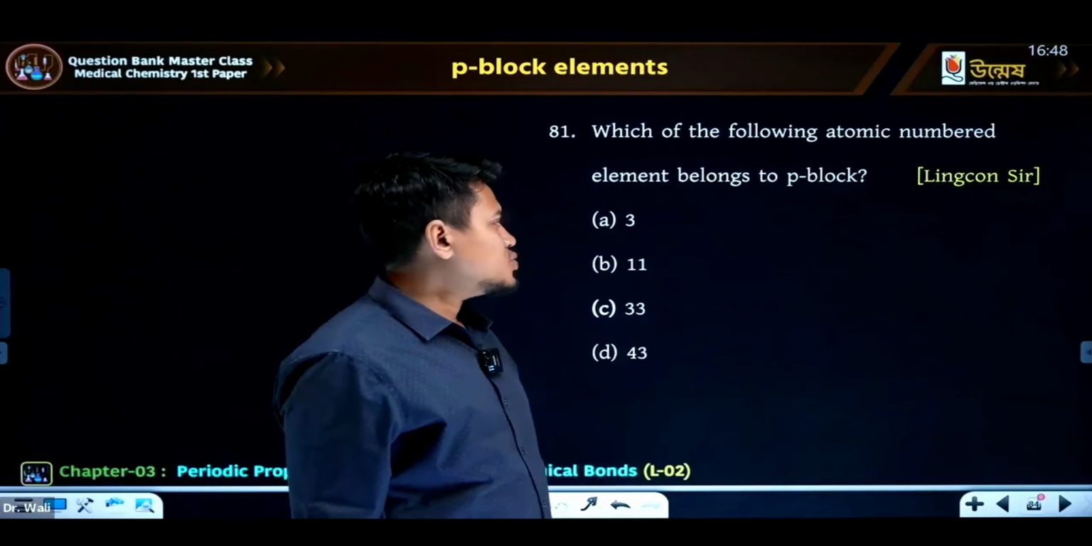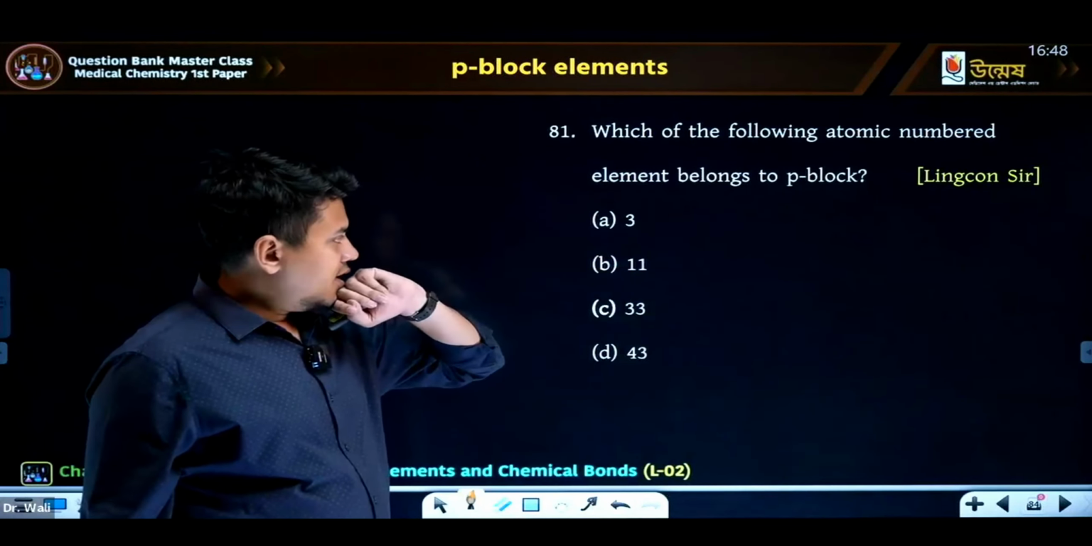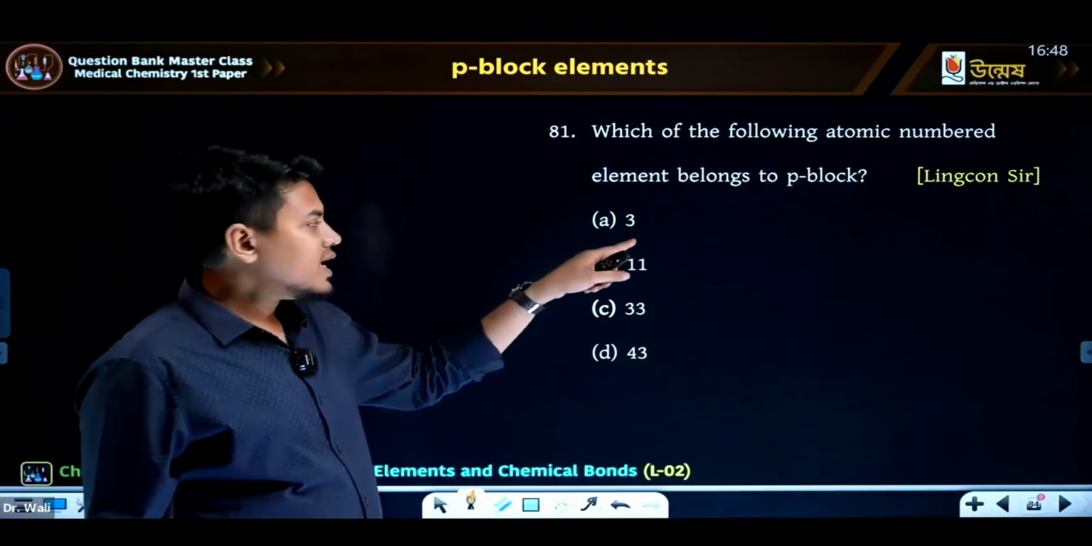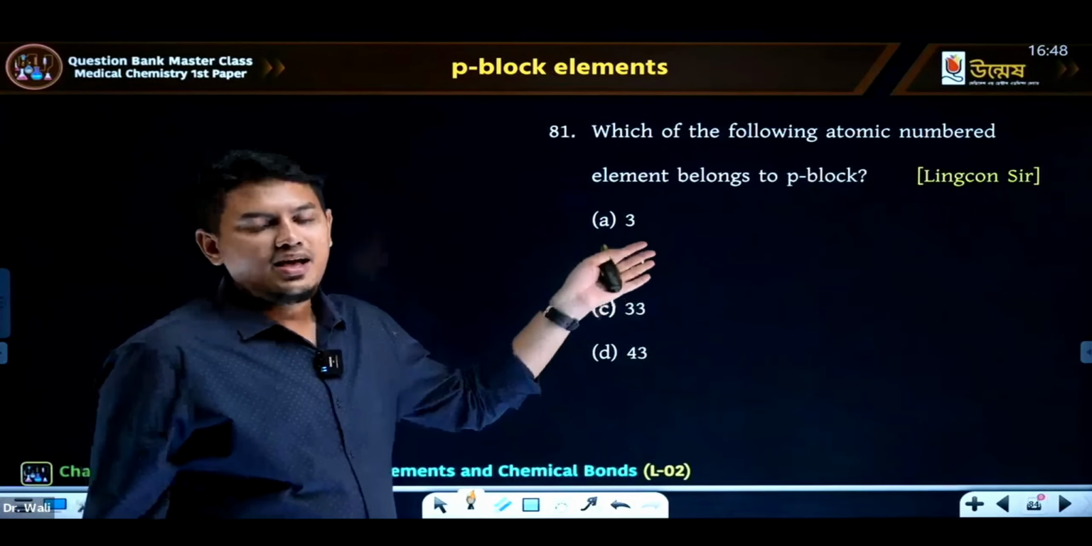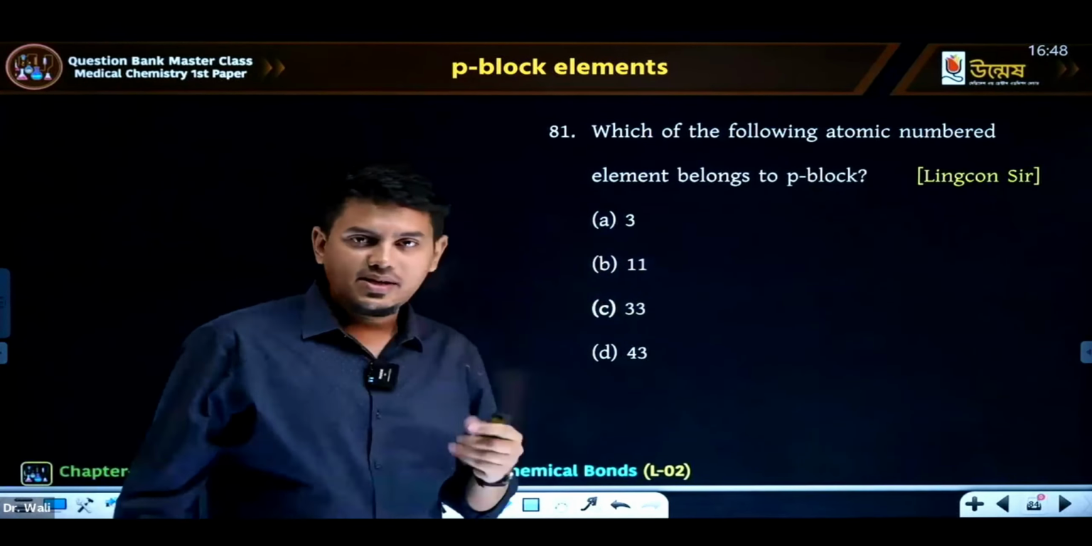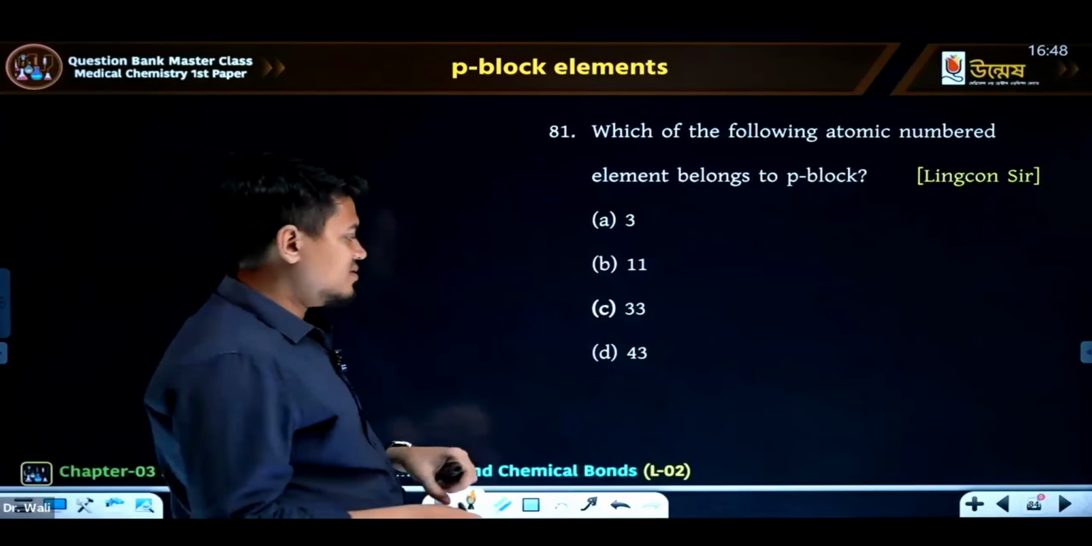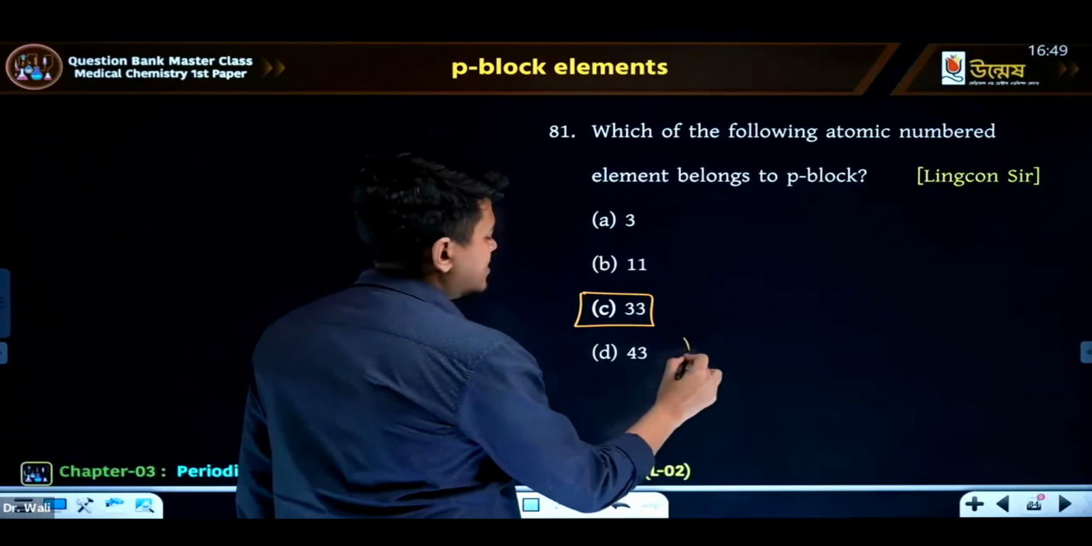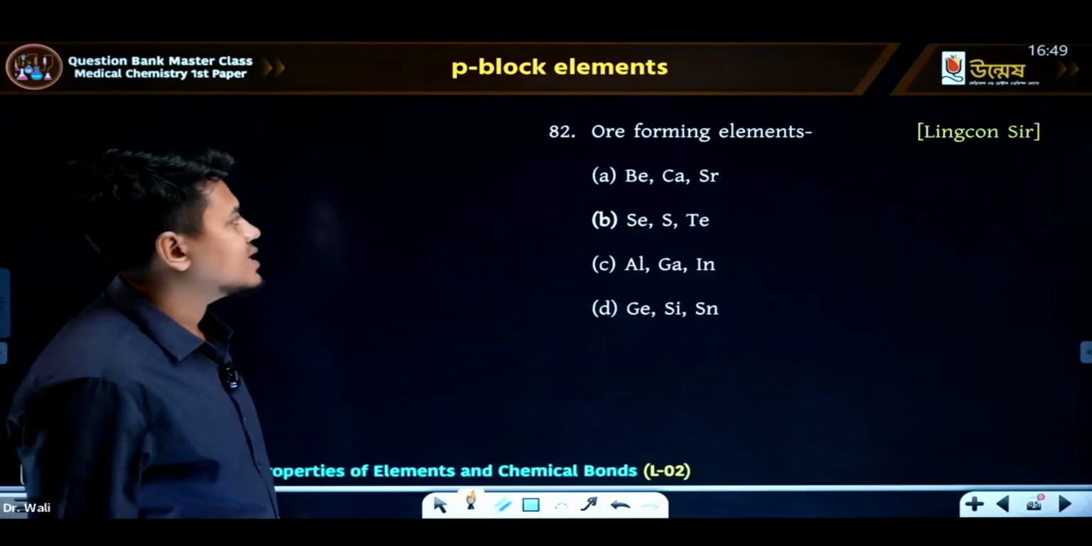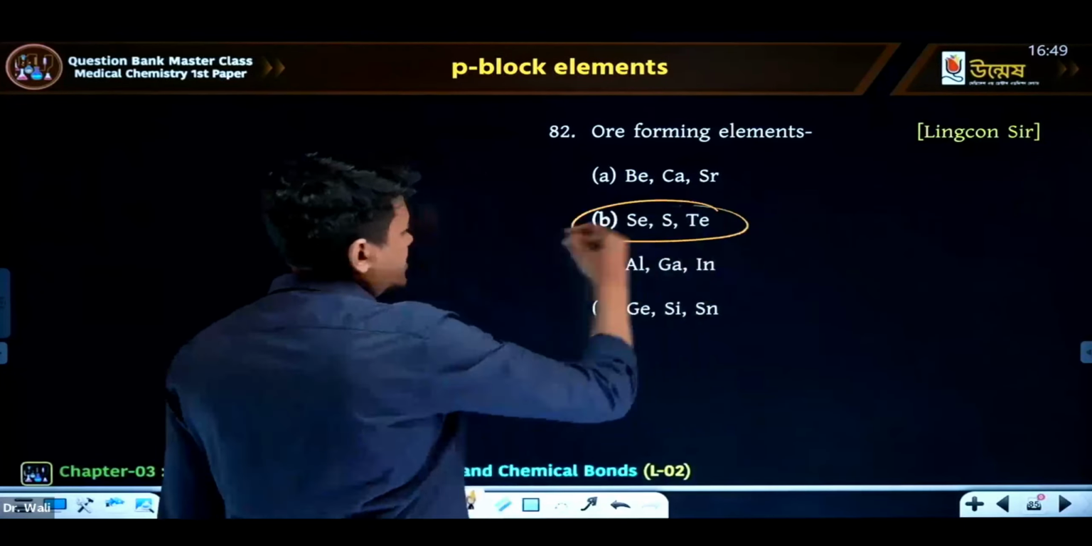Which of the following atomic numbered elements belongs to the p block? Atomic number 3 will be in group 1, I mean in the s block. 11, the sodium, which is placed in group 1, is also included in the s block. 33 is certainly a p block element, which is arsenic, I guess. 43 is d block. Okay, so the correct answer will be C. Ore forming elements are chalcogens, which are included in option B.